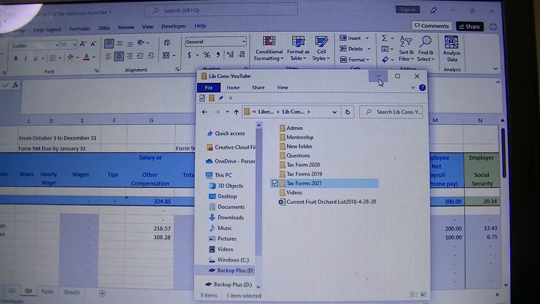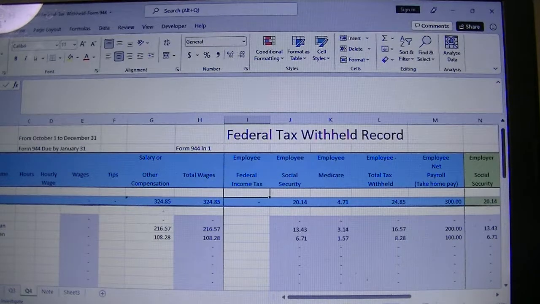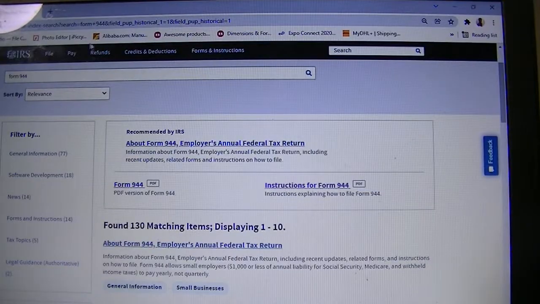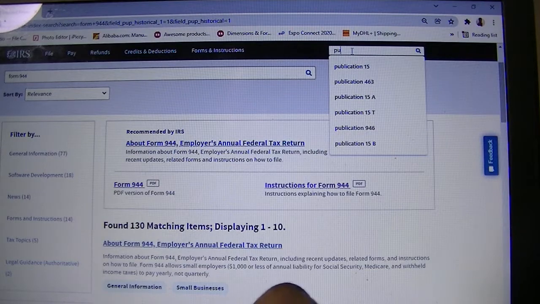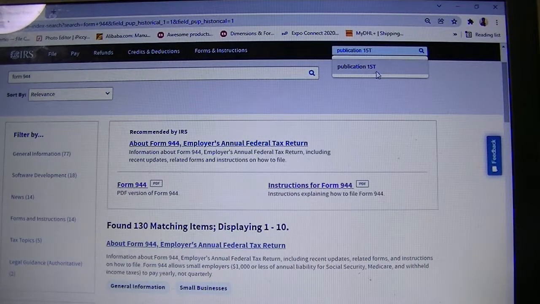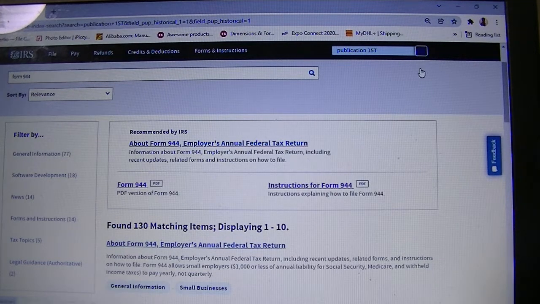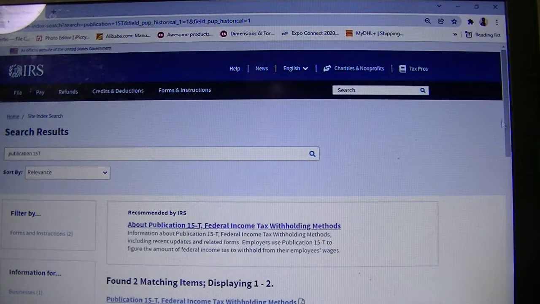In fact, let's go search it, shall we? So we'll go to the IRS page and you'll just put publication 15T. Let's see if they have it. And you have to click on the search button to make it work.